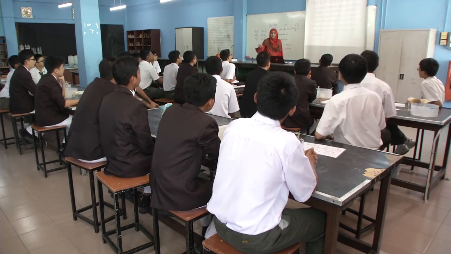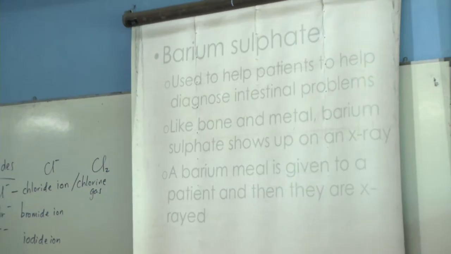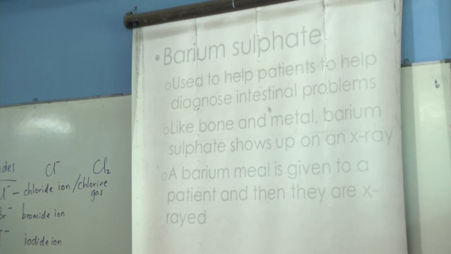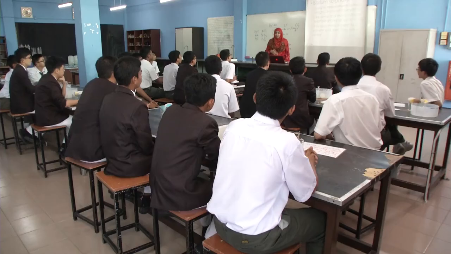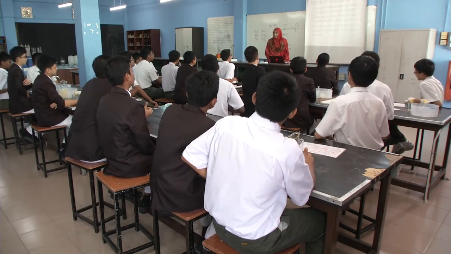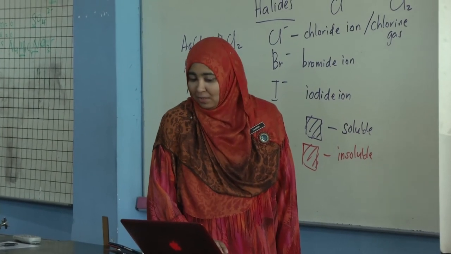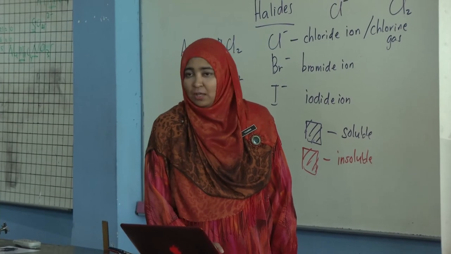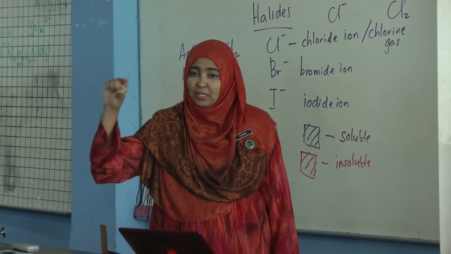Okay, did any group get barium sulfate just now? No, right? Now, barium sulfate is a white salt. It is used to help diagnose intestinal problems. Where's your intestine? Here, somewhat down low. The barium sulfate will show up on the x-ray, showing the shape of the intestine, so the doctors can then tell if there are any lumps or growth at the intestine.